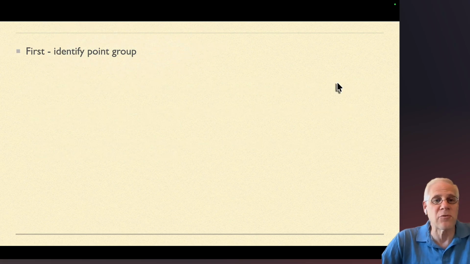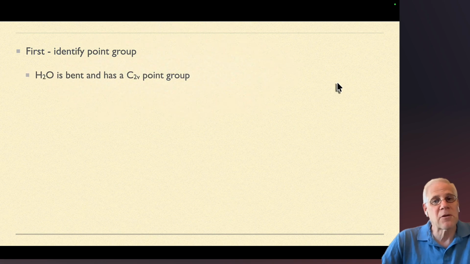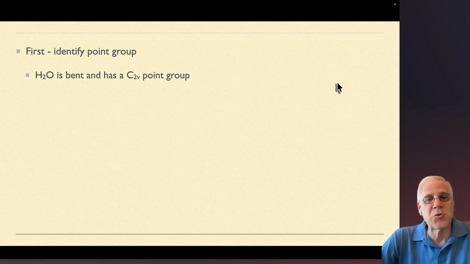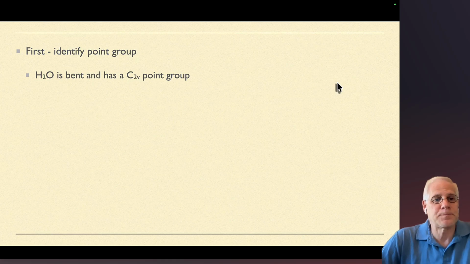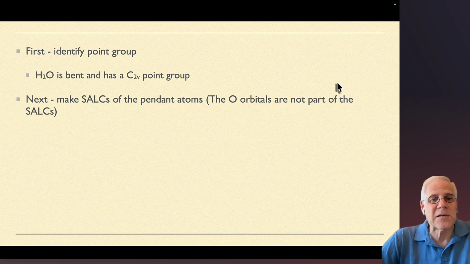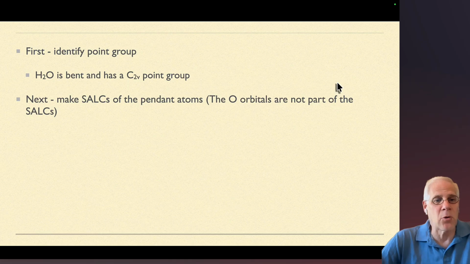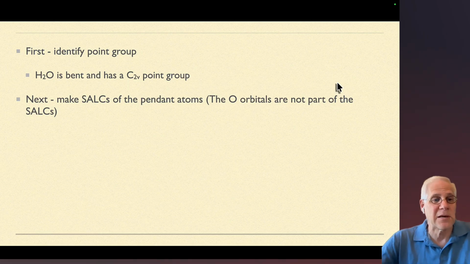So the first thing that we need to do for a molecule is to identify our point group using the flowchart that we had last week. We see that water has a bent geometry, and when we go through our point group, we find it has a C2v point group. Next, we're going to want to make SALCs, our symmetry-adapted linear combinations of the pendant atoms. The oxygen orbitals are not part of the SALCs. We only make SALCs of the pendant atoms. So here we're only going to involve the hydrogen atoms.